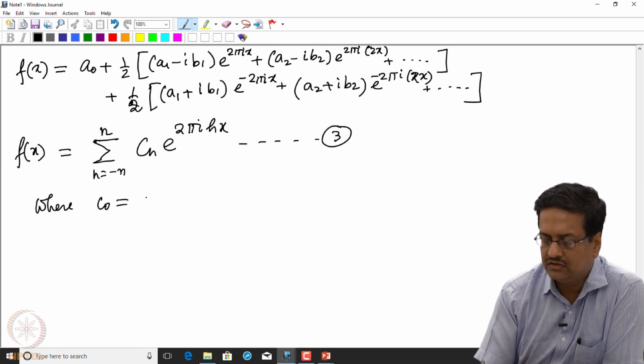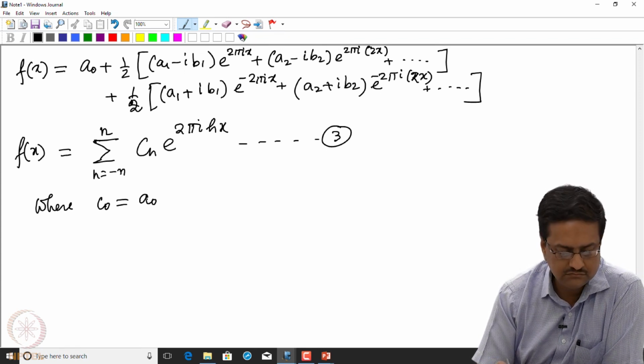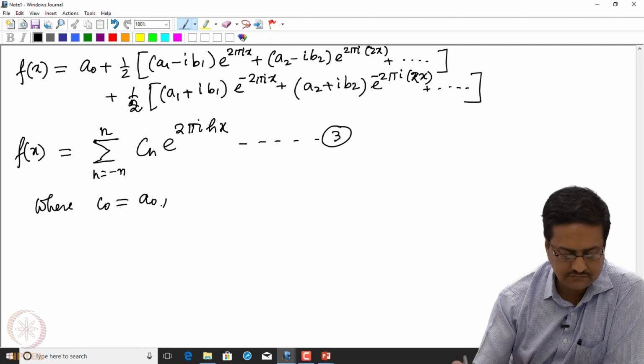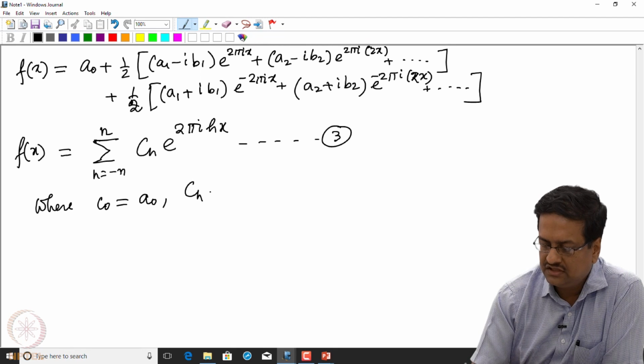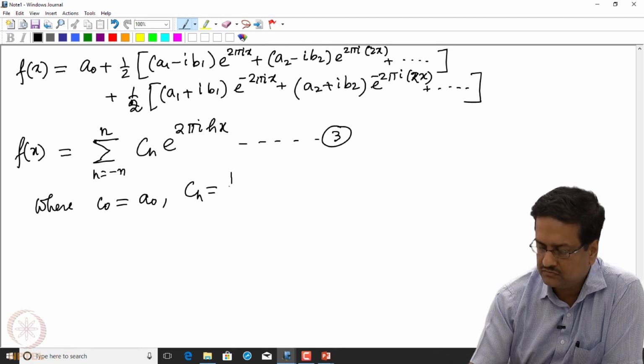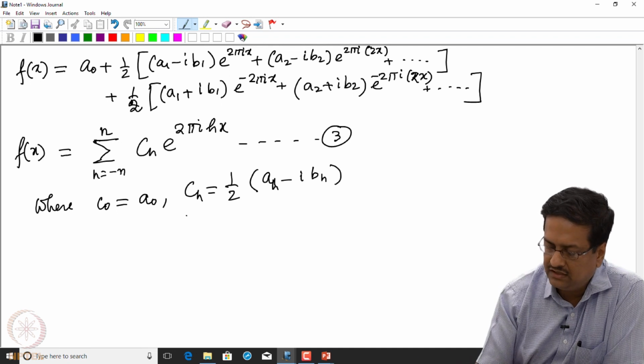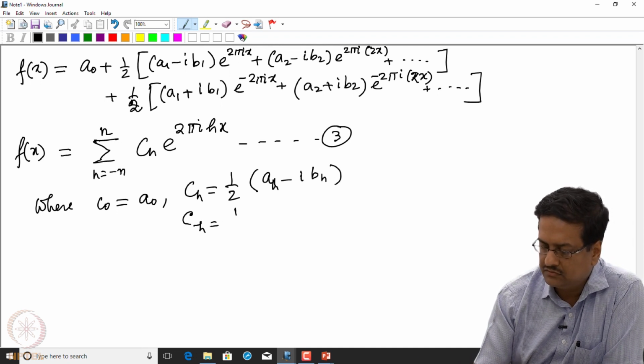C0 is equal to A0, and CH is equal to half (AH minus i BH) and C minus H equal to half (AH plus i BH).